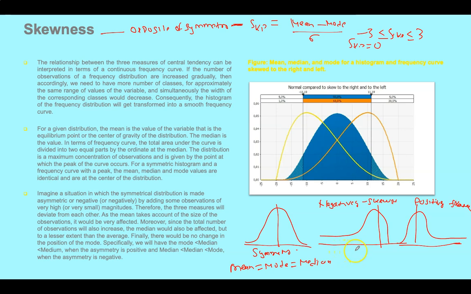In this condition, mode is greater than median, and then we have mean, and the opposite of this is mode, then median, and then mean. This is something we need to understand. So this is what we wanted to say about skewness. I hope you understood this. In the next session I'll be talking further about probability distribution. Thank you.